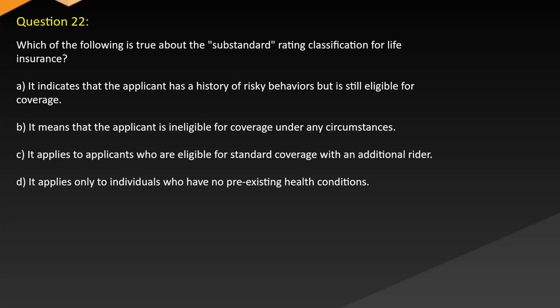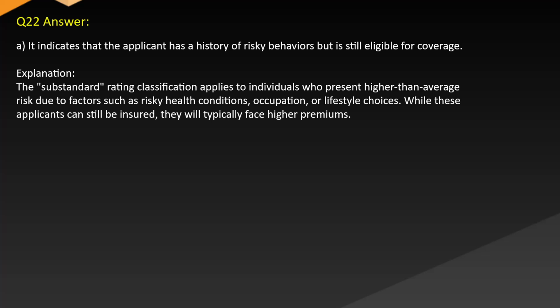Answer A. It indicates that the applicant has a history of risky behaviors but is still eligible for coverage. Explanation. Substandard rating classification applies to individuals who present higher than average risk due to factors such as risky health conditions, occupation, or lifestyle choices. While these applicants can still be insured, they will typically face higher premiums.